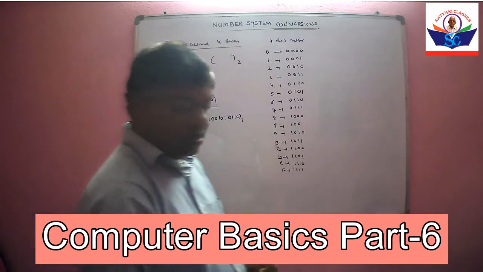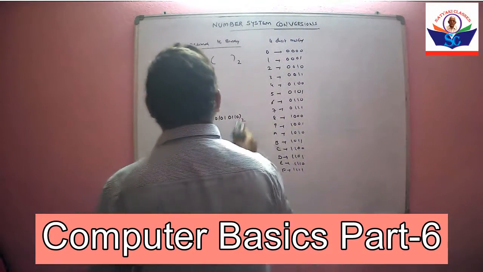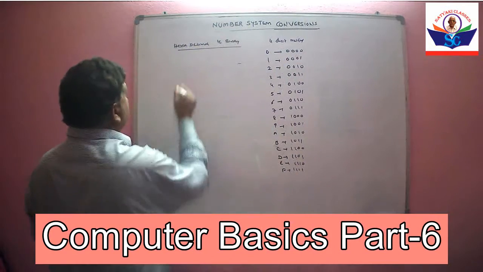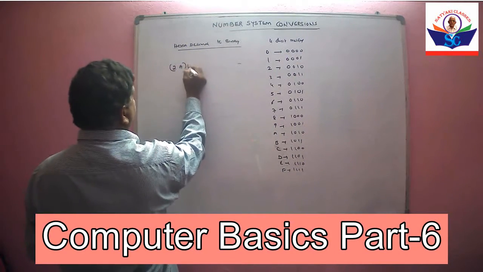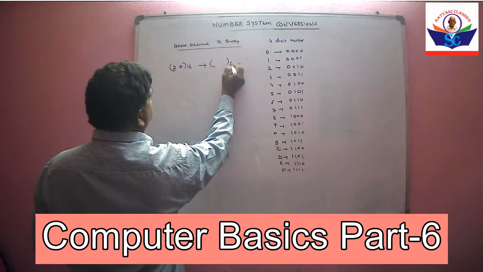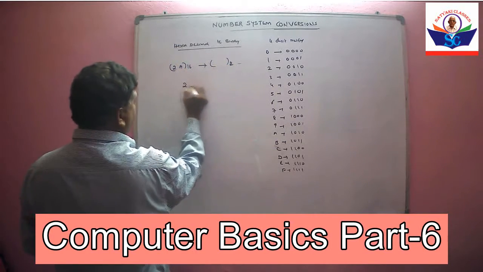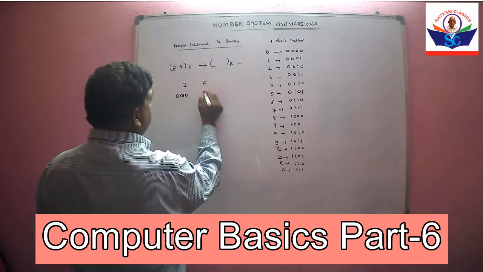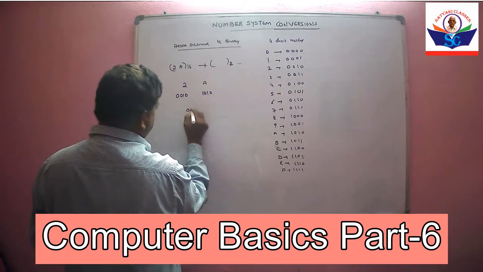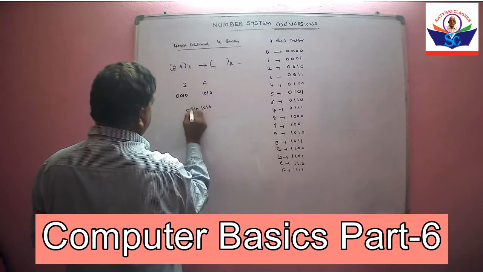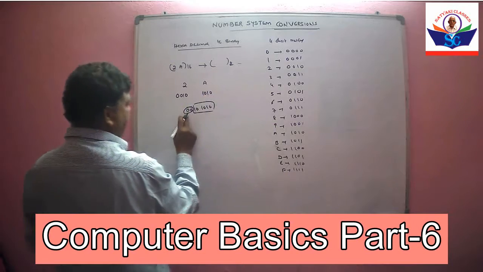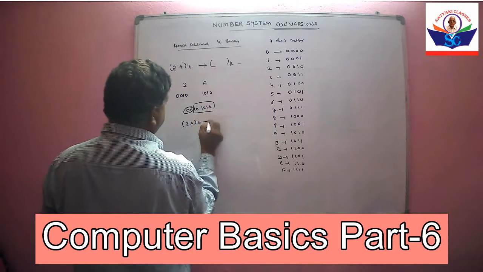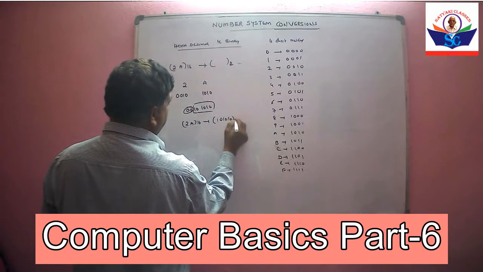We'll take another example. 2A in hexadecimal is equal to which number in binary? What is 2? 0 0 1 0. What is A? 1 0 1 0. Combine: 0 0 1 0 1 0 1 0. The leading zeros do not carry any value. So we write 2A in hexadecimal as 1 0 1 0 1 0 in binary.